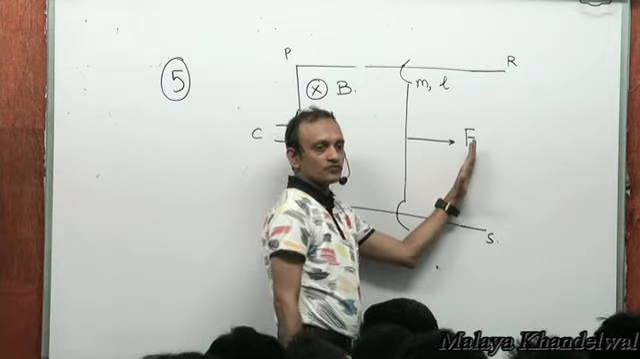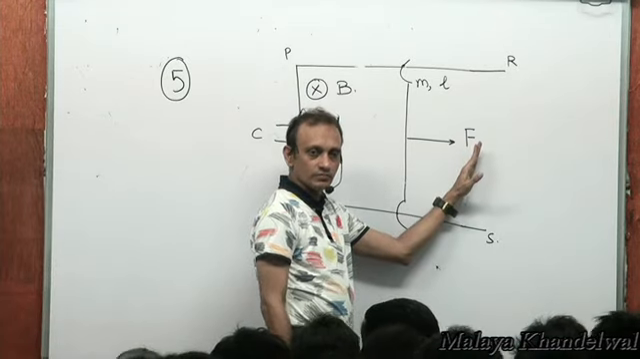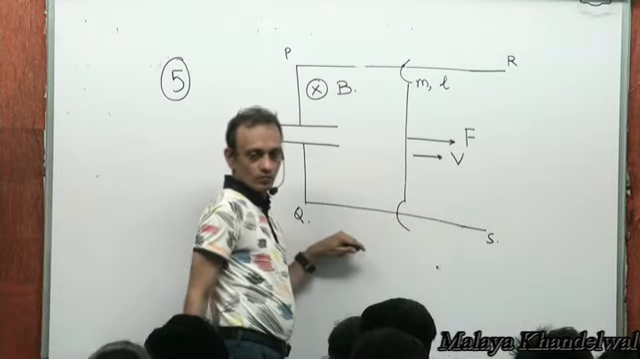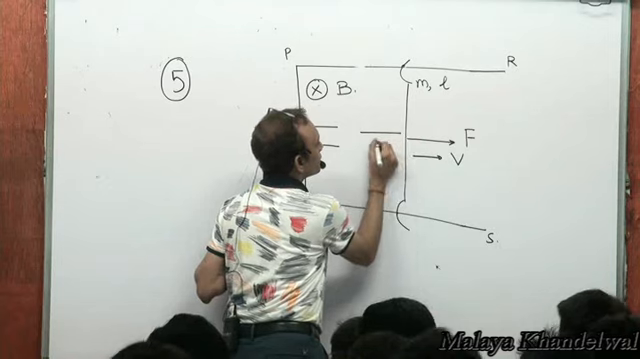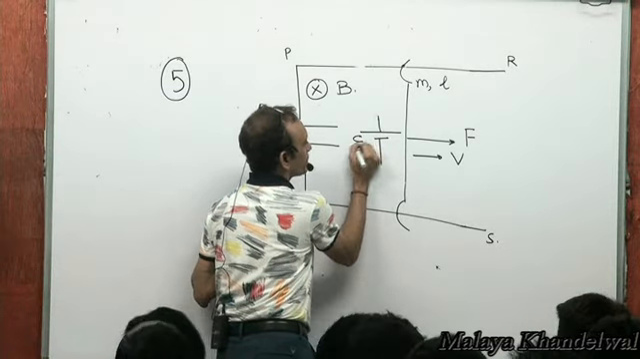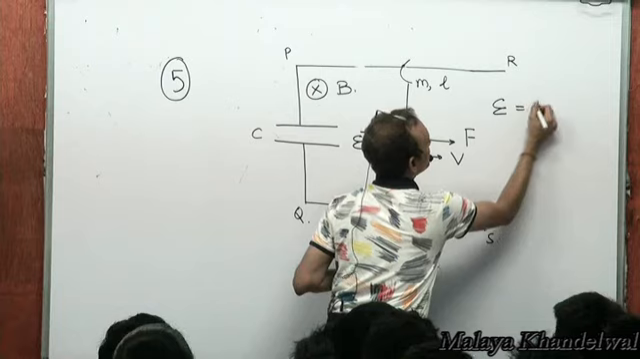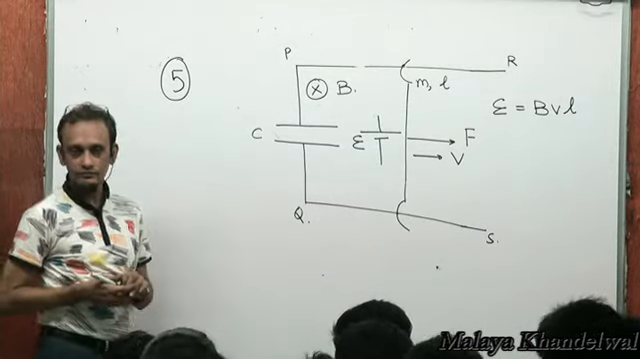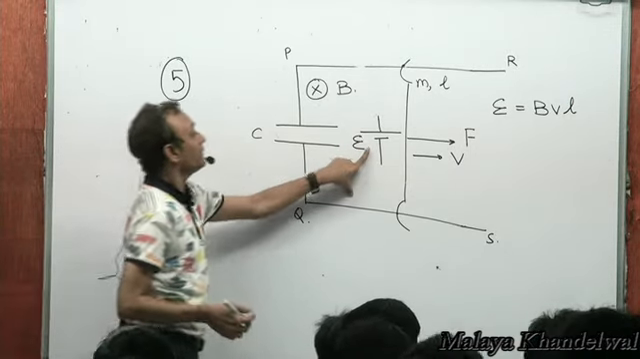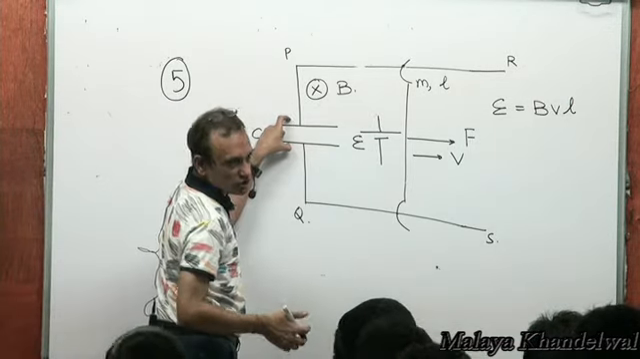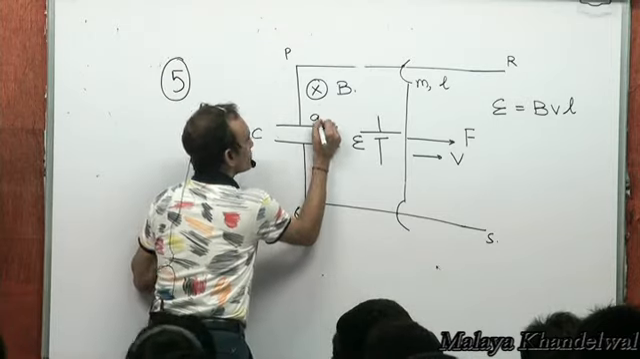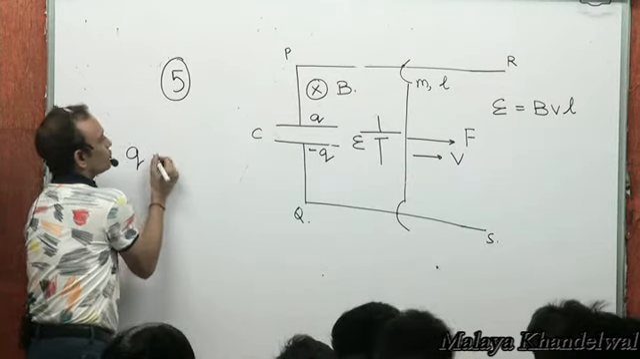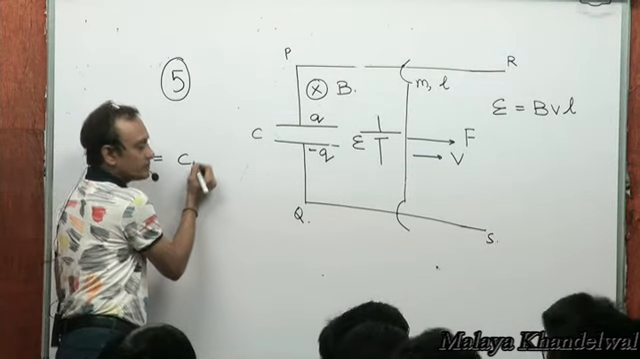So, under the influence of this force, this will develop a velocity v. And there is going to be an induced EMF epsilon like this, which is BvL, right? And this induced EMF will appear across the plates of the capacitor. So there is going to be charge accumulation on the plates of the capacitor. Q then would be C times epsilon.